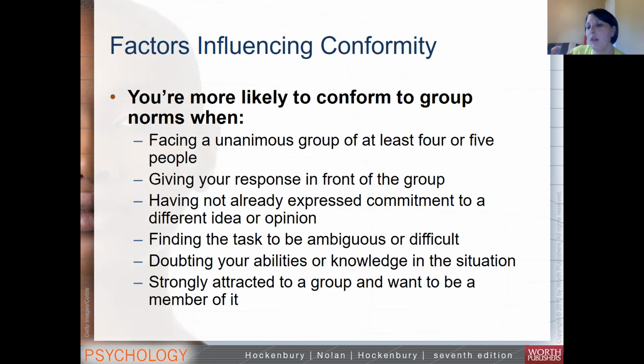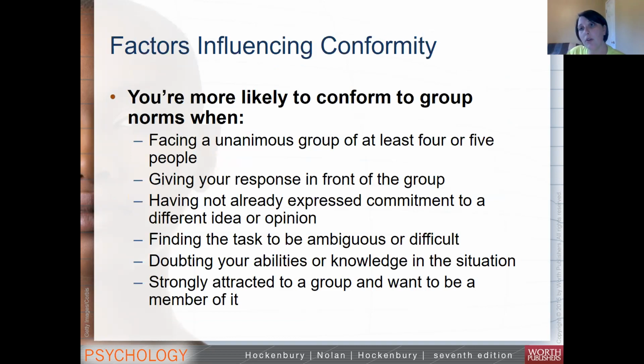If it's something hard, something ambiguous or difficult, if you're not sure if you're doing it right, then you're more likely to conform. Think of it like you're in a class and you have a group project and you don't understand the directions at all. You're going to look at somebody else that seems like they know what they're doing, and you're going to let them take the lead and conform to whatever they say, simply because you're not sure yourself.